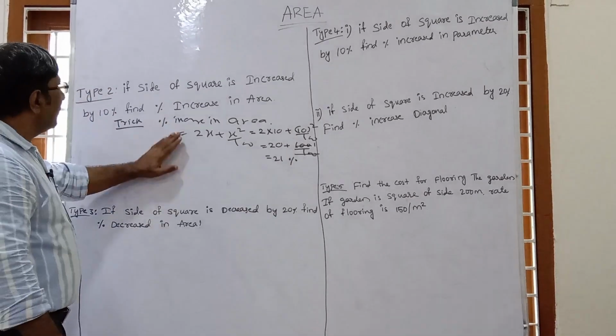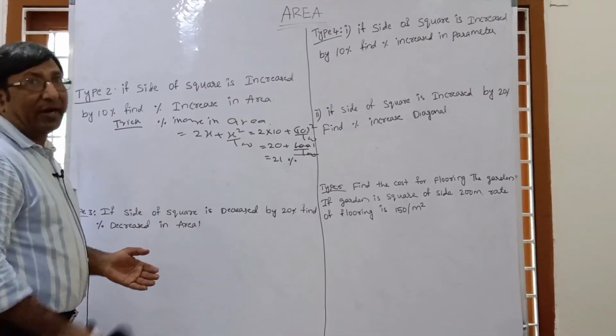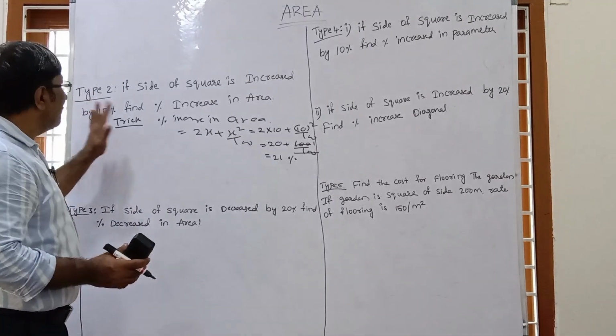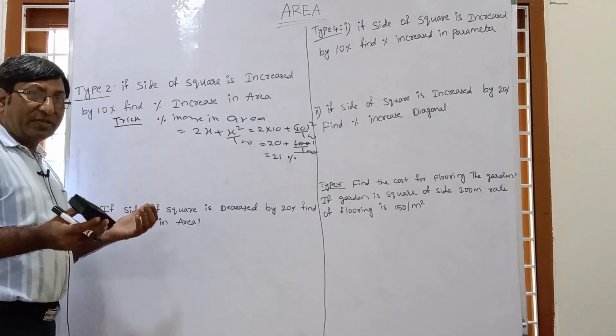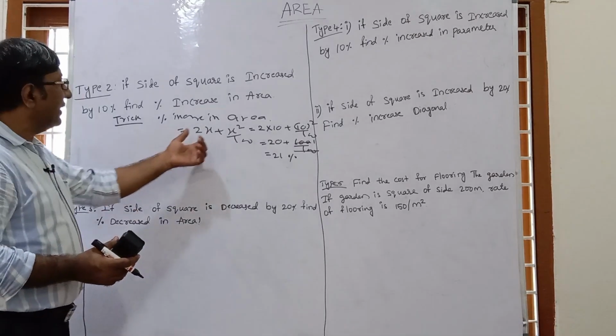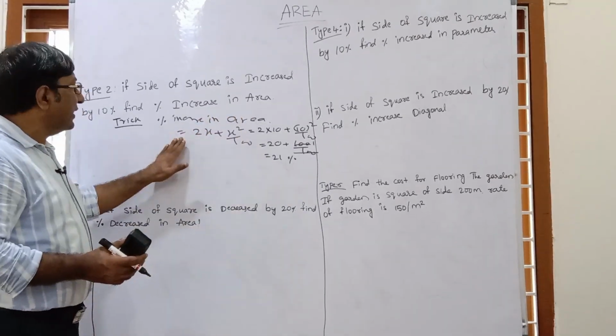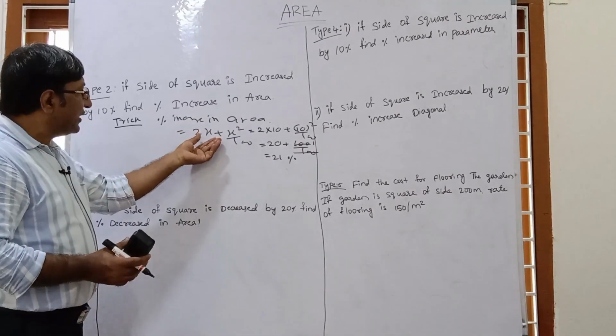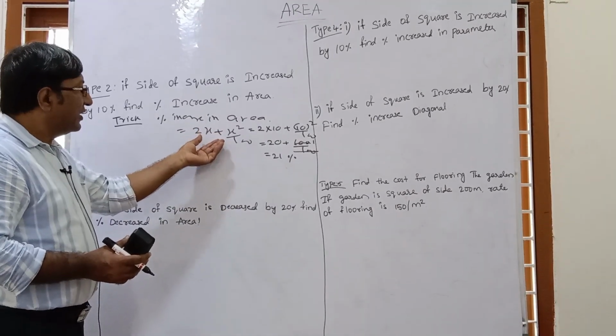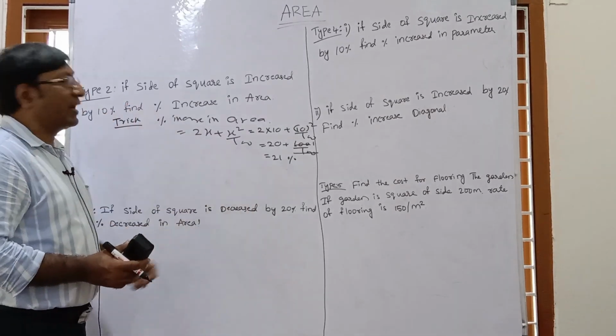For this type of question, if side of a square is increased by a certain percent, any percent is given, 10%, 15%, we can find the percentage increase in area by the technique 2x plus x square by 100. What is x? It is the given percentage increase. So here 10%, this is the right answer.